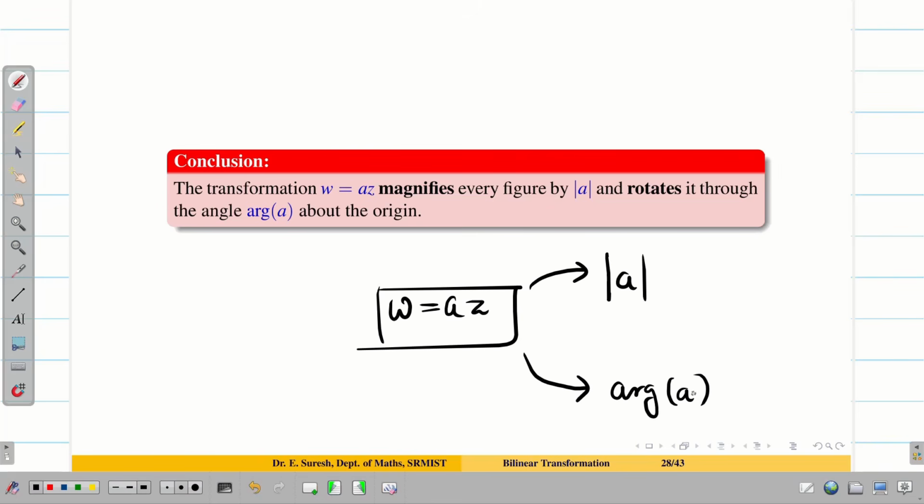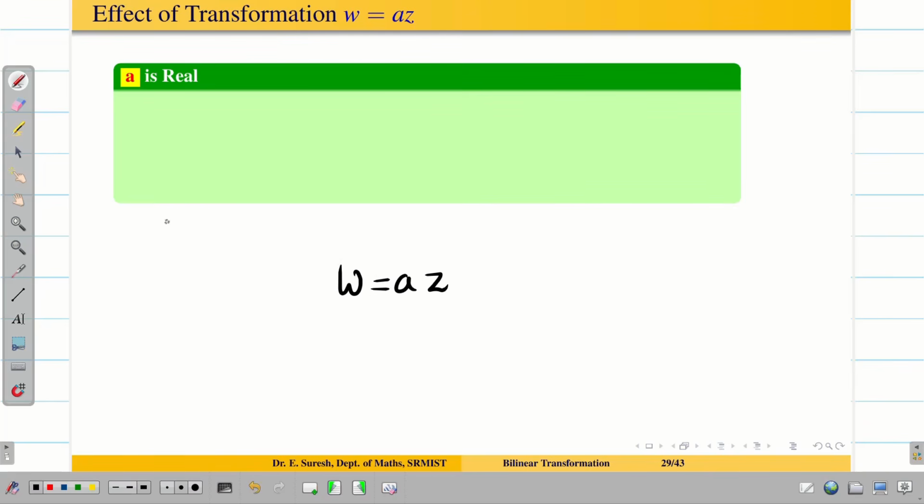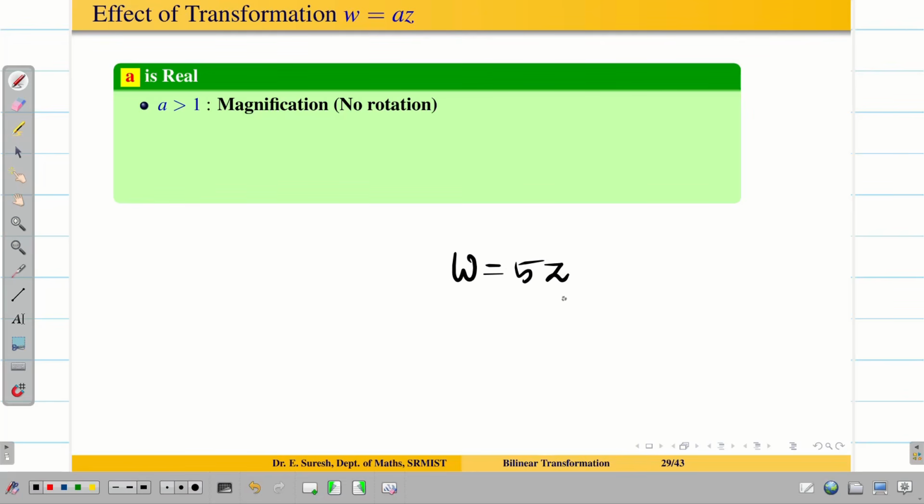We know that arg A is the angle between the positive real axis and W = AZ in the anti-clockwise direction. Now, there are two chances for A. A may be a complex number or A may be a real number, because I can take A as 2 + 3i, or sometimes I can take A as 2 + 0i. So, if A is a real number, then when A is greater than 1, only magnification happens. For example, if you take W = 5Z, the image in the W plane is 5 times bigger than the image in the Z plane.